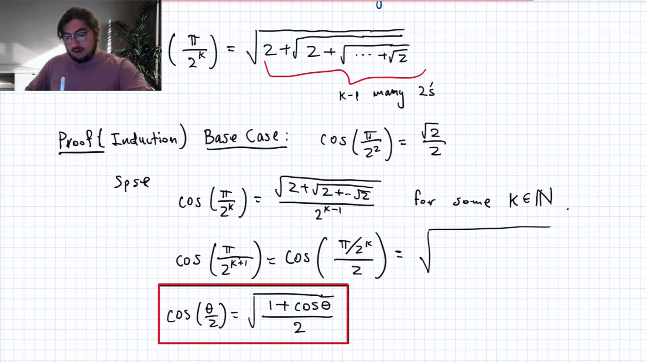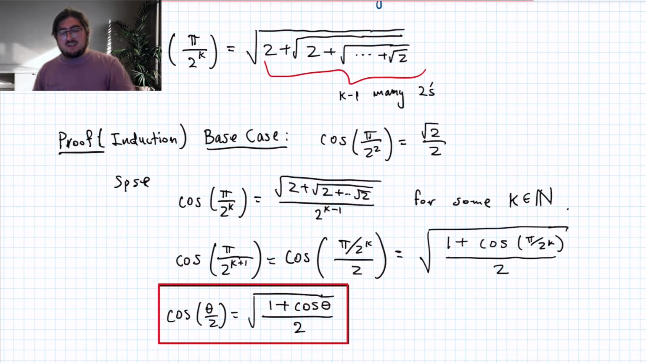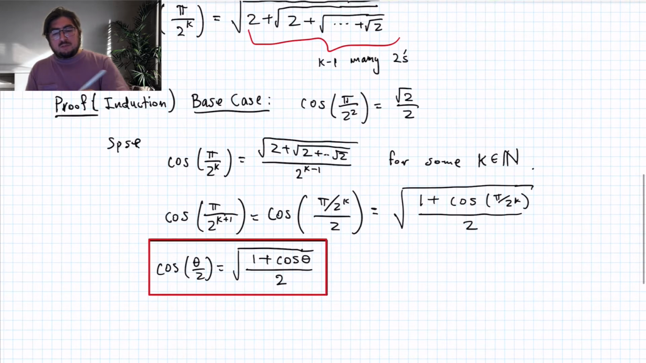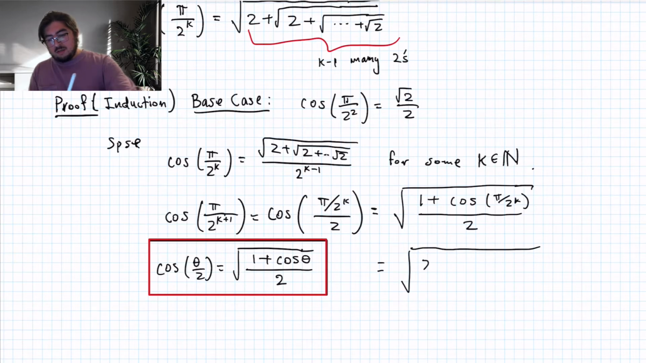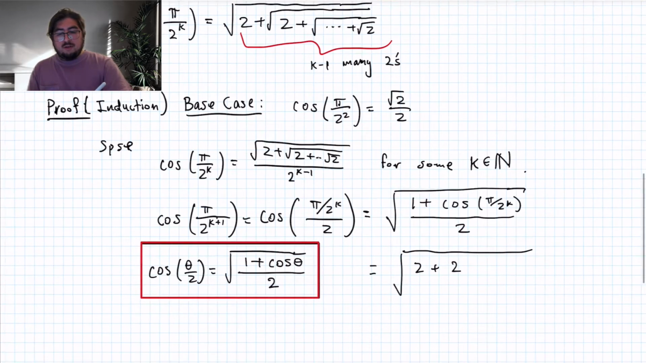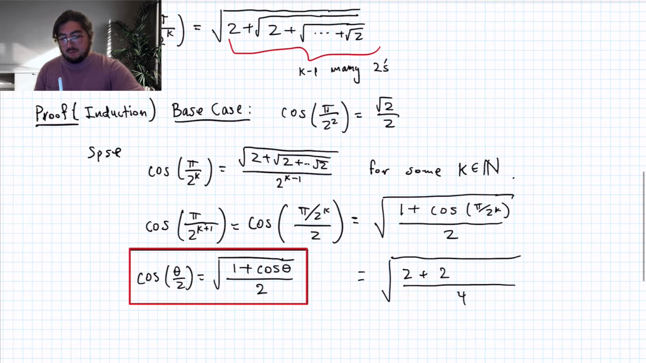So we'll have the square root of 1 plus cosine of this value, and when I say this value, I mean the one that we're halving, which is pi over 2 to the k, and that whole thing over 2. Now this doesn't look quite like what we want, but it's pretty close. We want that 1 to be a 2, which is easy to do. We'll multiply top and bottom of the inside of the radical by 2. So we get 2 plus 2 times cosine of that, and the bottom inside the radical becomes 4.